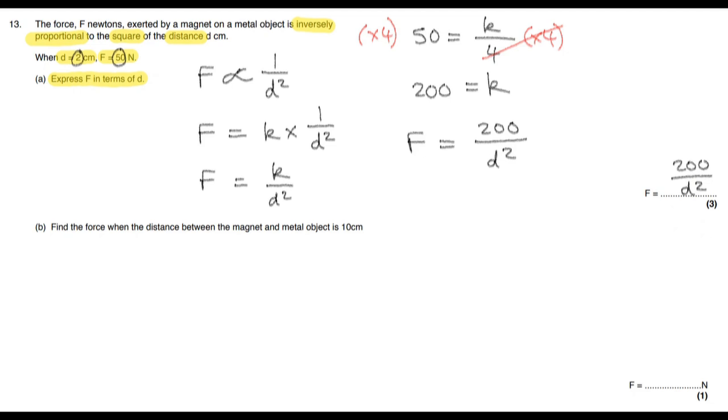Okay, moving on to part B. Find the force when the distance between the magnet and metal object is 10 centimetres. So now we can plug this value for our distance into our formula, and that will give us the force. So our force is equal to 200 divided by our distance squared. We're told our distance this time is 10, so 10 squared. So it's going to be 200 over 100, which is nice and easy, which is 2. So our force is 2 newtons.